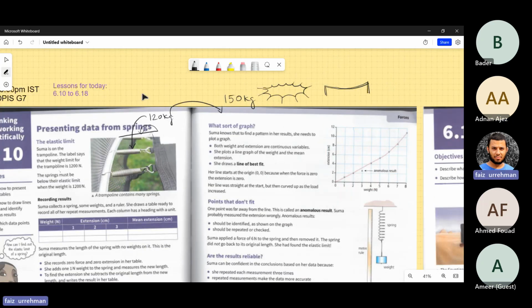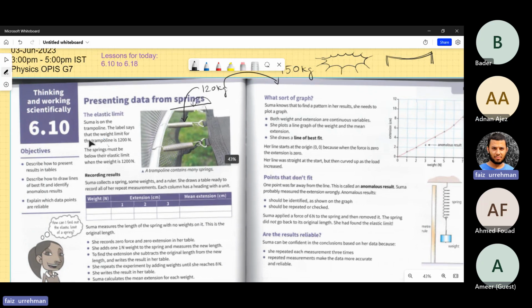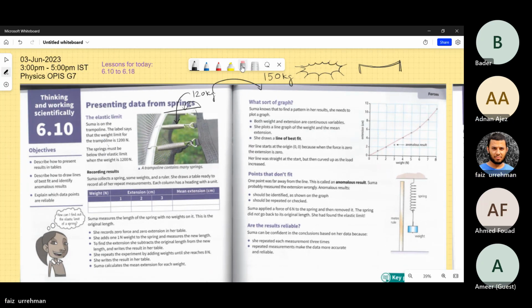Okay, so I was telling you about the elastic limit of springs.